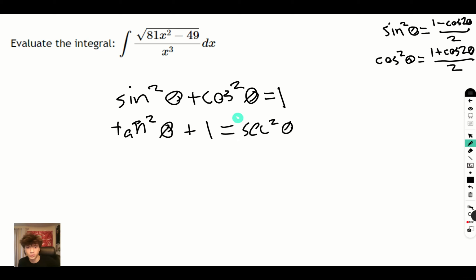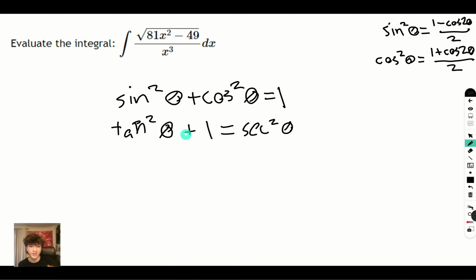Alright, now you guys might be wondering, how does this come into play? Because here we're not dealing with any trig, no thetas. So how does this come into play? As you can see here, we have a certain variable to the power of 2, and a constant to the power of 2, and then we have a constant to the power of 2 here as well. So what we're going to want to do is to get this in the form of this.